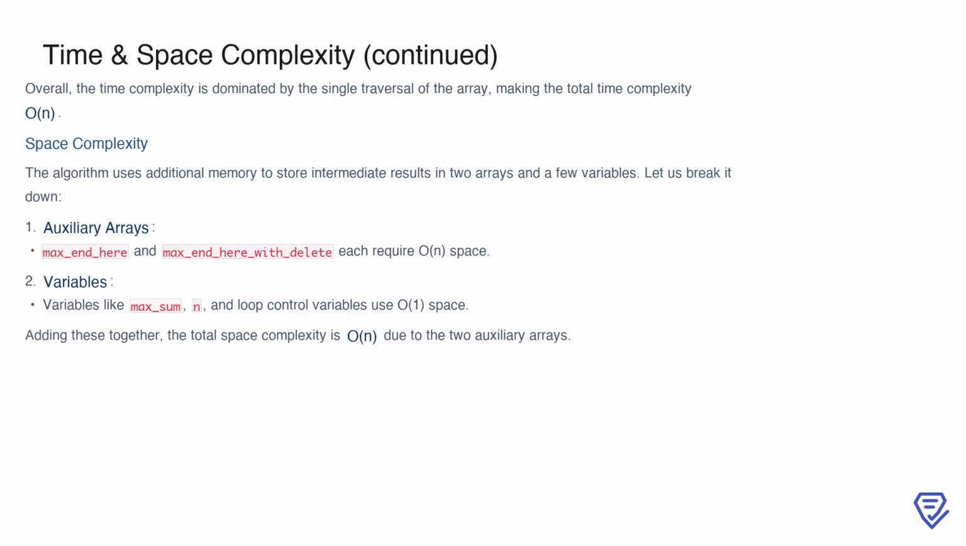Now, let's analyze the space complexity. The algorithm uses additional memory to store intermediate results in two auxiliary arrays, max_end_here and max_end_here_with_delete, which take O(n) space each. Beyond these arrays, a few variables are used, including max_sum, the array size n, and loop control variables, all of which require O(1) space. When we combine the space used by the arrays and the variables, the total space complexity becomes O(n), dominated by the two auxiliary arrays. This balance of linear time and space complexity is what makes this solution efficient.